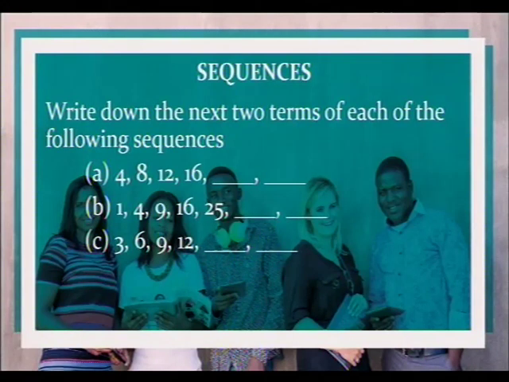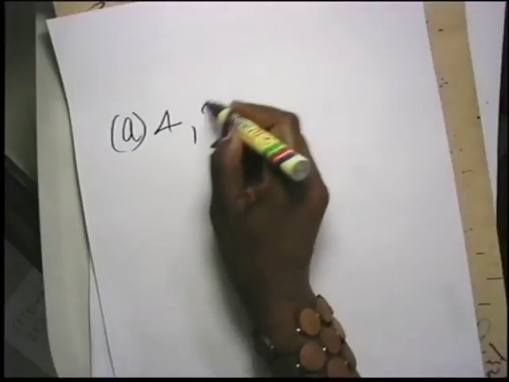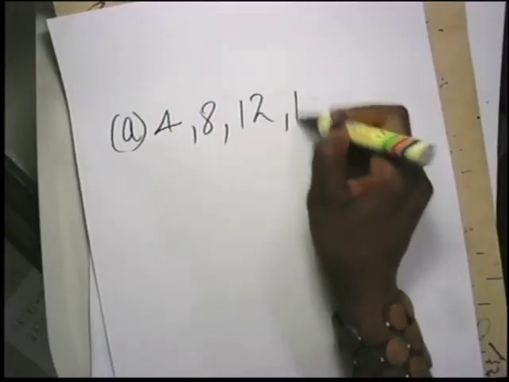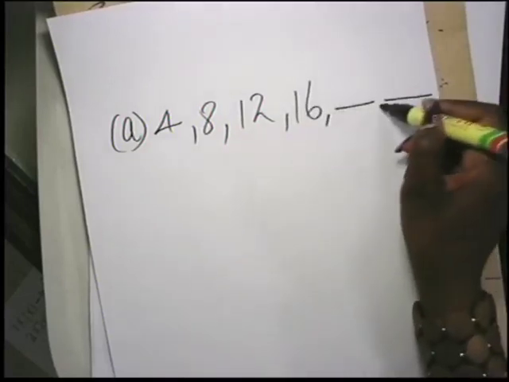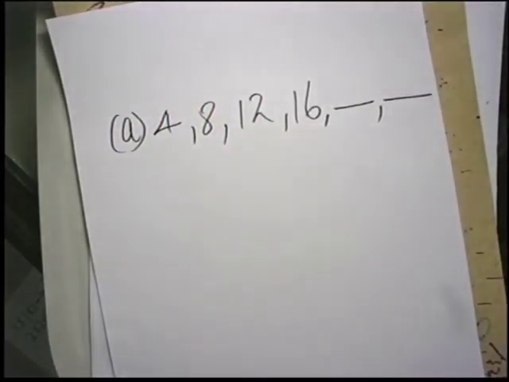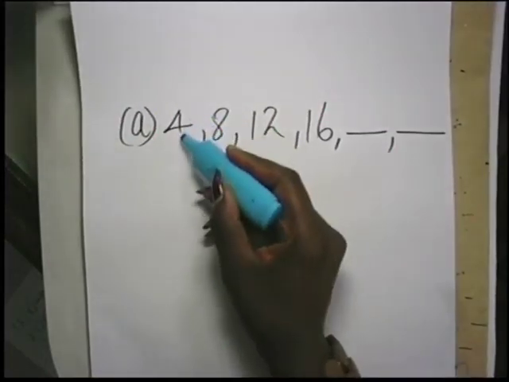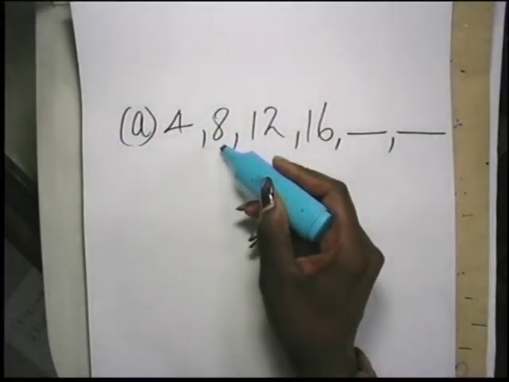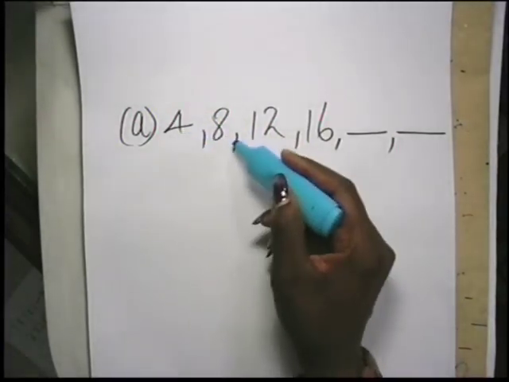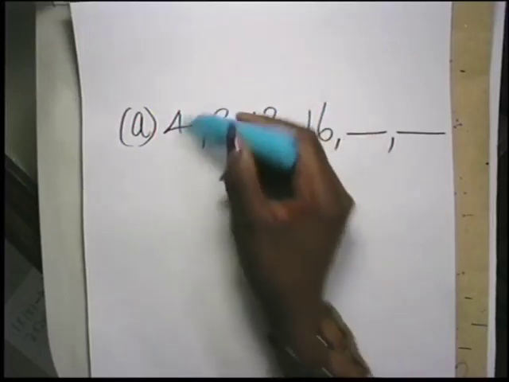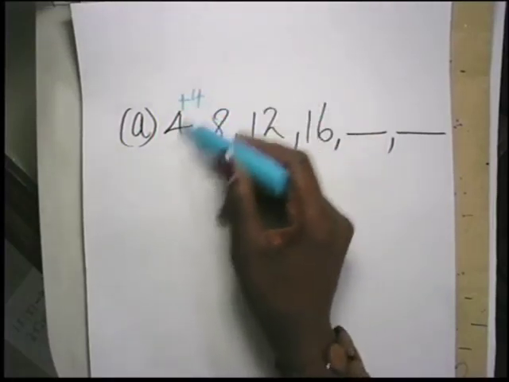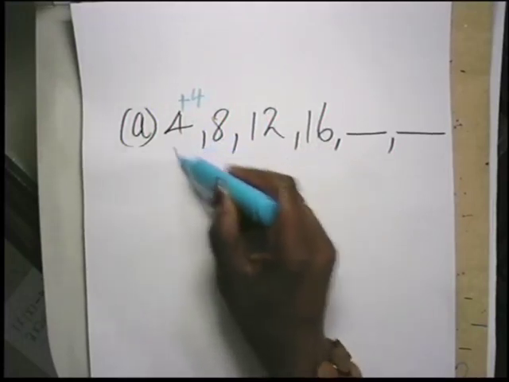So I gave you 4, 8, 12, 16. I have to write this one. I gave you 4, 8, 12, and 16. Then I say fill in the next two terms. How will I know which are the next two terms? I have to see what happens to 4 in order to get 8. What have we done to 4 in order to get 8? We added 4 here. 4 plus 4, then we get this answer.